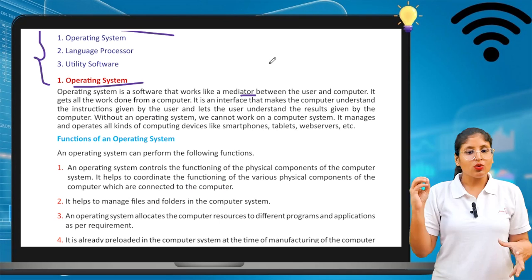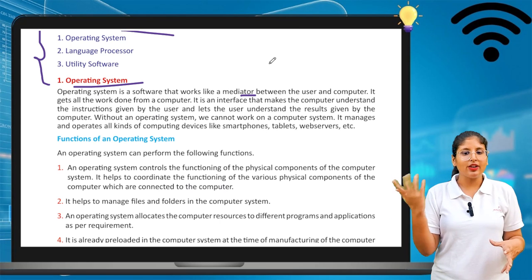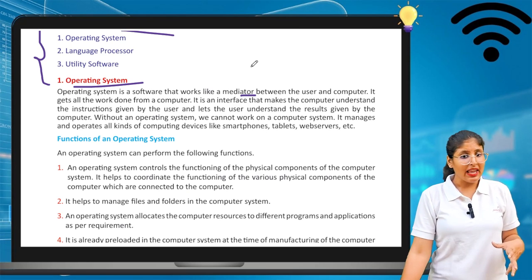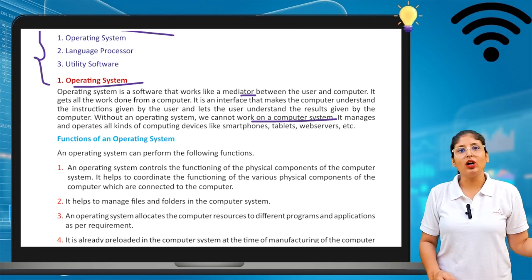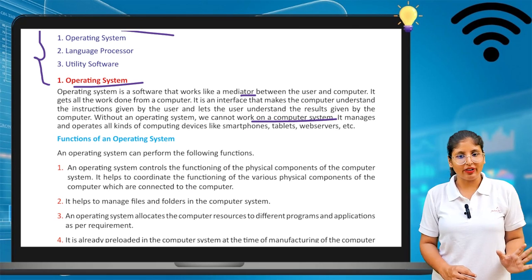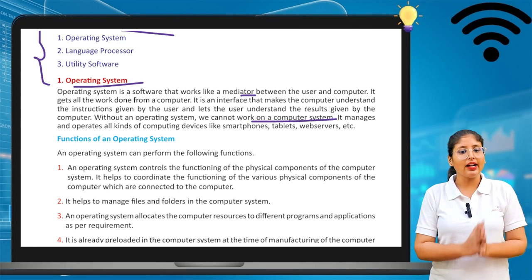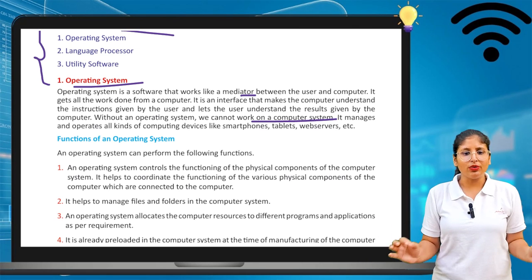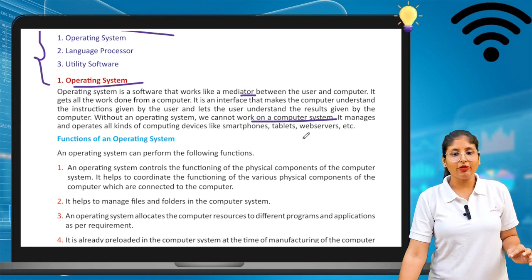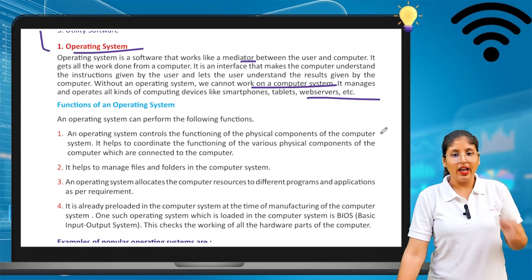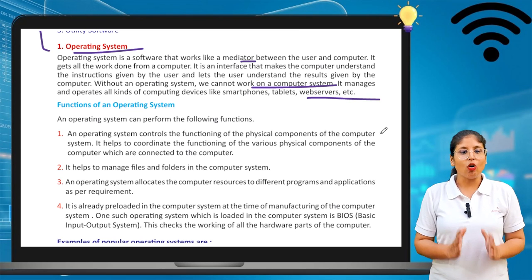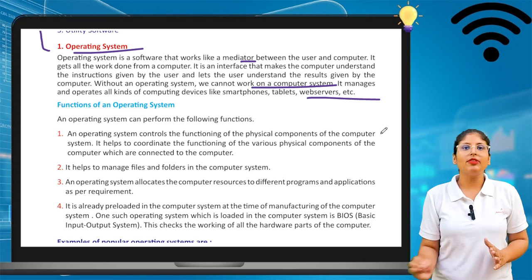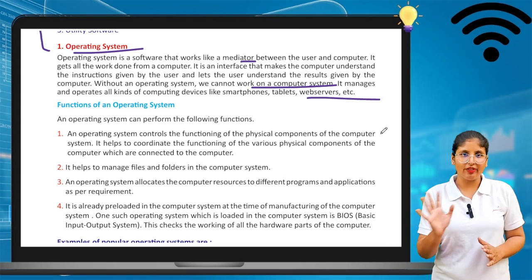So without an operating system, we cannot work on a computer system. This is important. We cannot do any work without our operating system on it. It manages and operates all kinds of computing devices like smartphones, tablets, servers, etc. So this is the main operating system. We will see one by one what its functions are. Okay, don't worry for that.